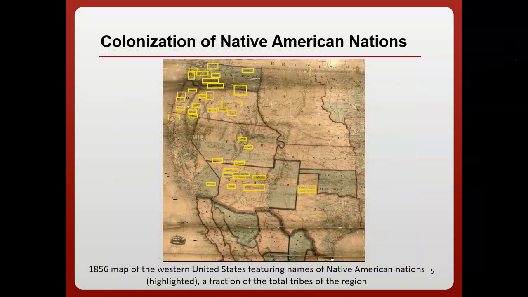Colonization of Native American nations. These treaties and annexations ignored the claims and rights of Native American nations living there. Even as Mexico and Britain abandoned their claims to these areas, Native American nations continued to resist American colonization.